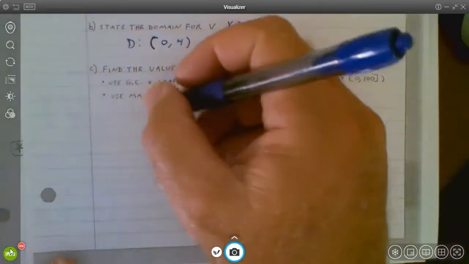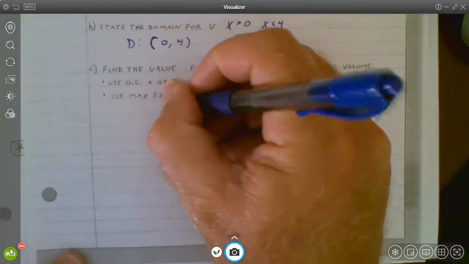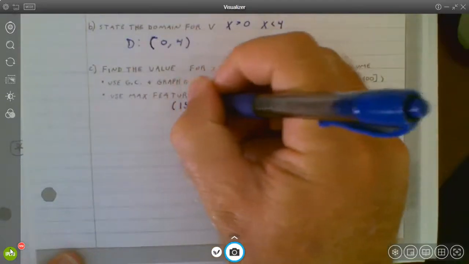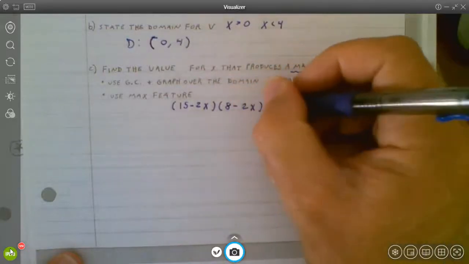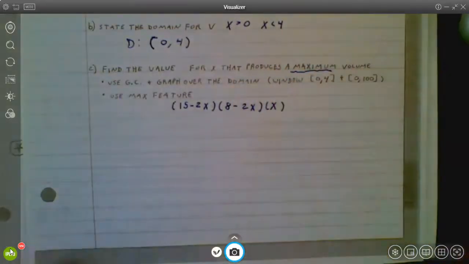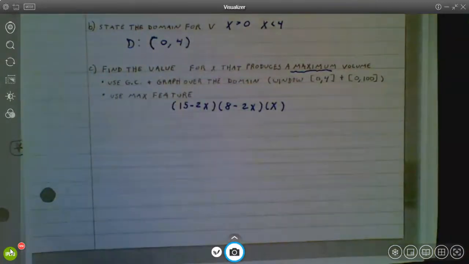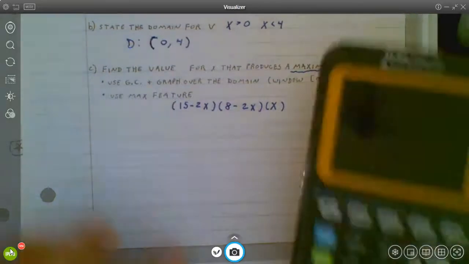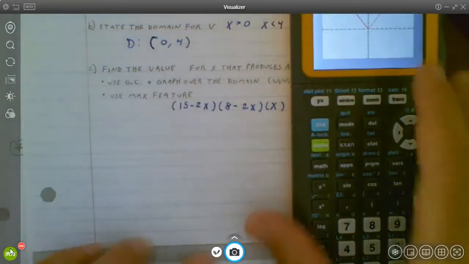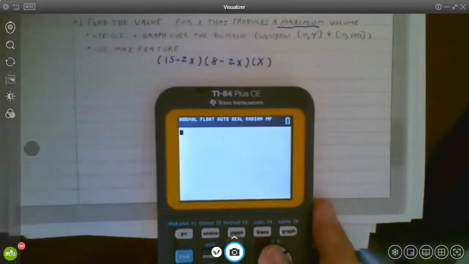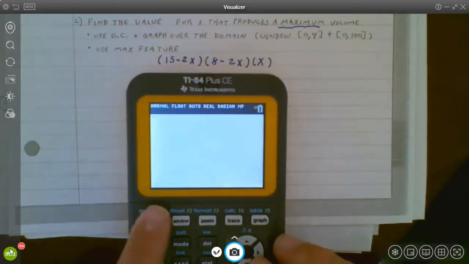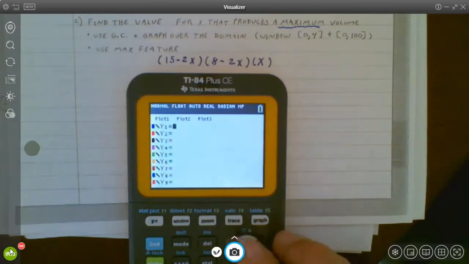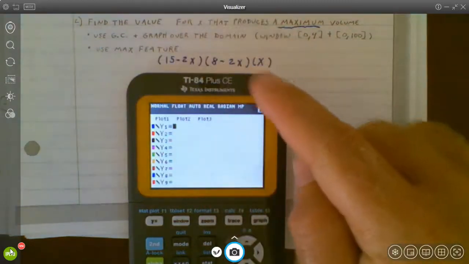So for that function, I'm just going to bring it down real quick. So we had 15 minus 2x. We had 8 minus 2x. And we had our height of x. So what we're going to do is throw that into our graphing calculator and take a look at that graph and use some technology here to find the height of it, or the maximum, we should say. And I'll show you where that domain really matters here in a second. Let me clear out those guys. So I'm going to type it in just the way I have it written on my page here.